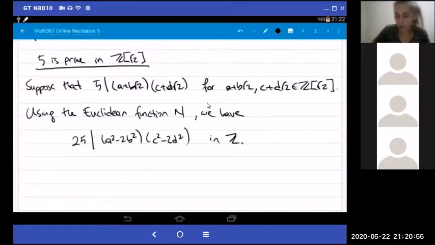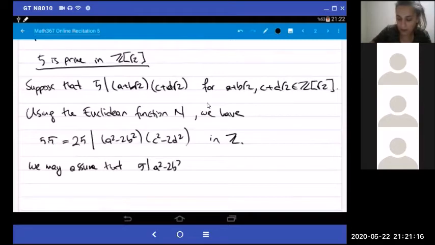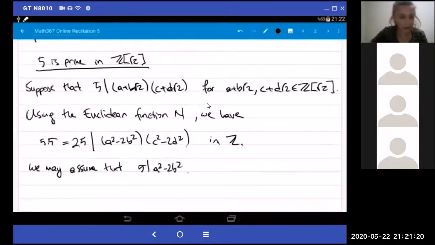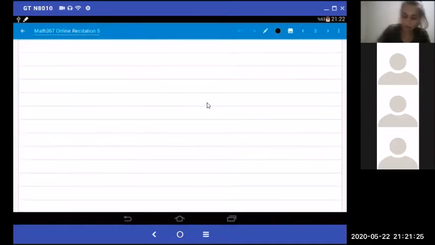Now, since 25 is nothing but 5 times 5, and 5 is a prime in Z, we may assume that 5 divides one of these. 5 divides a² − 2b². Okay? Now, with this assumption, we are going to make a table.